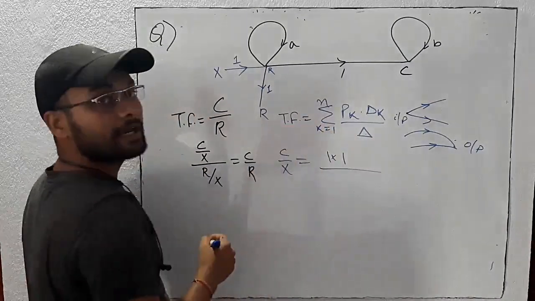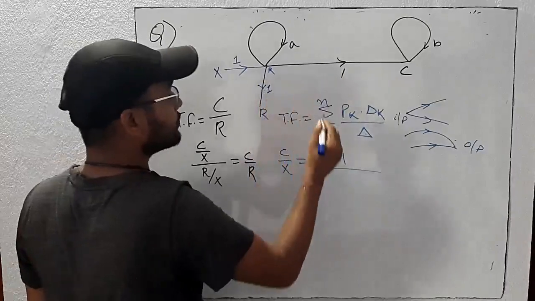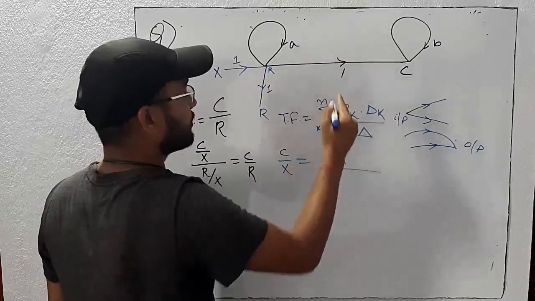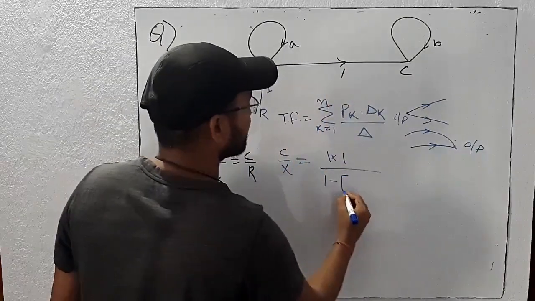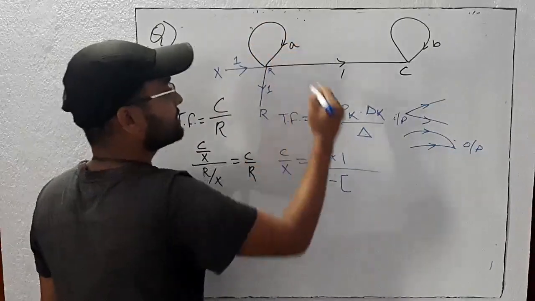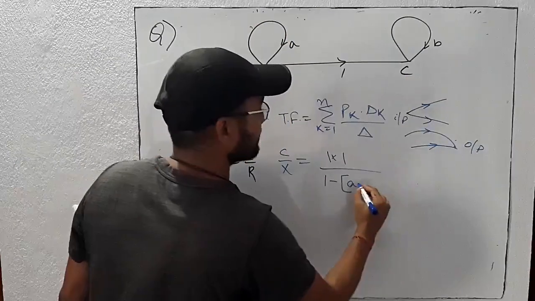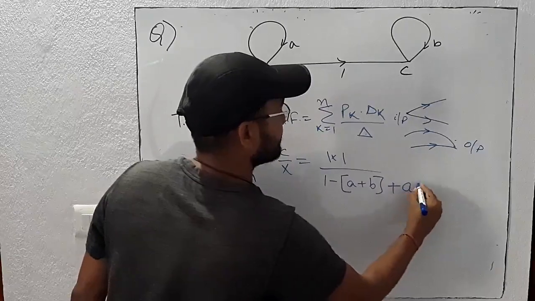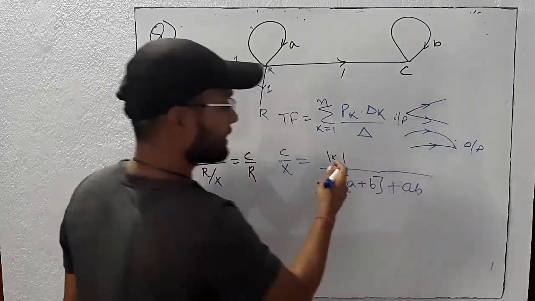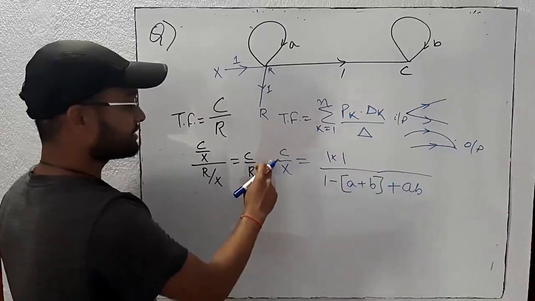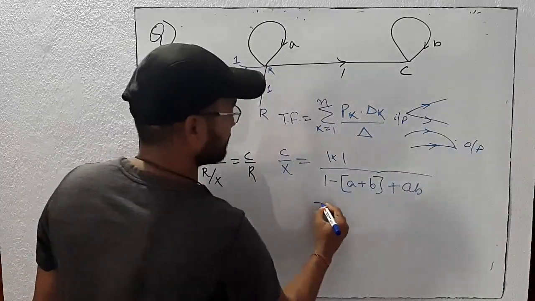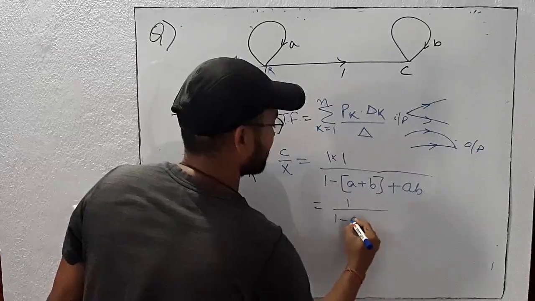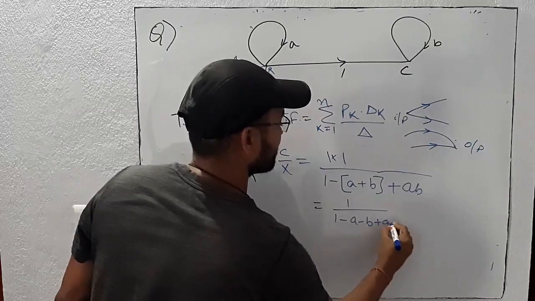Now what will be the delta value? The delta value for this signal flow graph will be equal to 1 minus the gain of the loops: minus A minus B plus AB. Okay, this is our transfer function C by X. So that is equal to 1 over 1 minus A minus B plus AB.